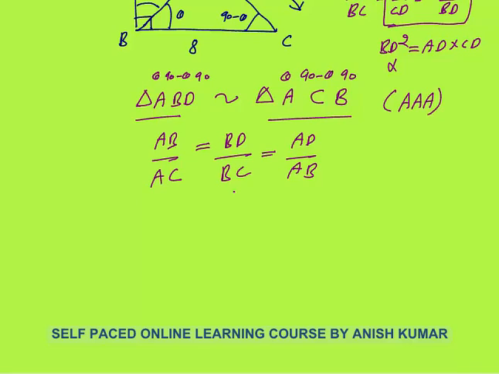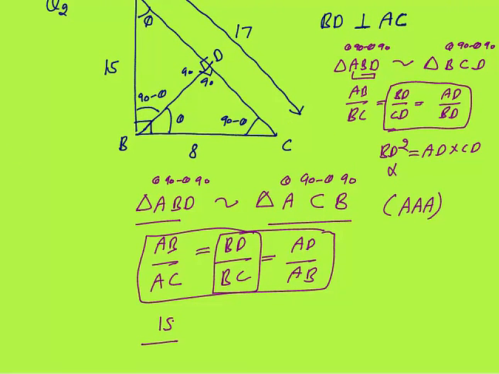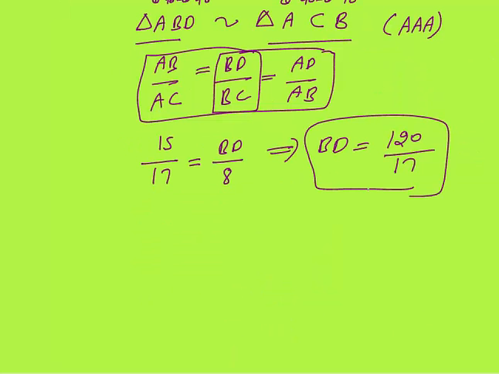Now here, how can I find AC? I need to find the length of BD. I can find the length of BD from here or from here. You can see that AB is how much? AB, I know that is 15. AB is 15, AC is 17, I know that. BD I need to calculate, BC I know it is 8. So can I say that BD would be equal to, cross multiply, 120 by 17. So you got the length of BD.